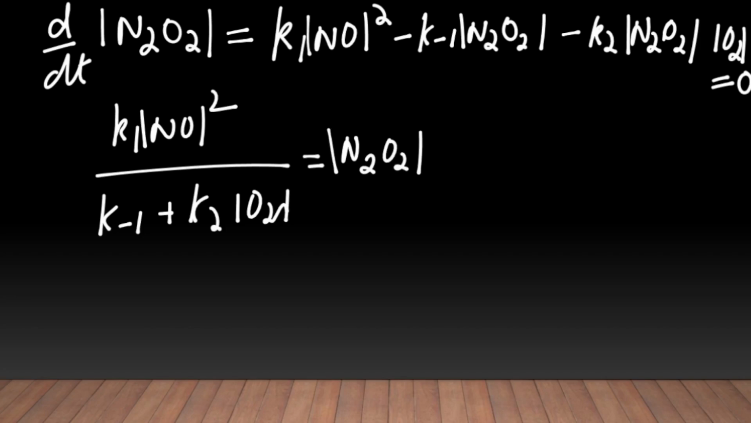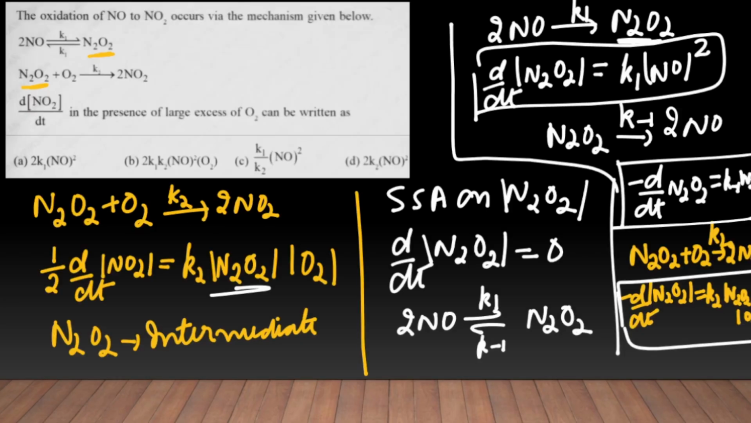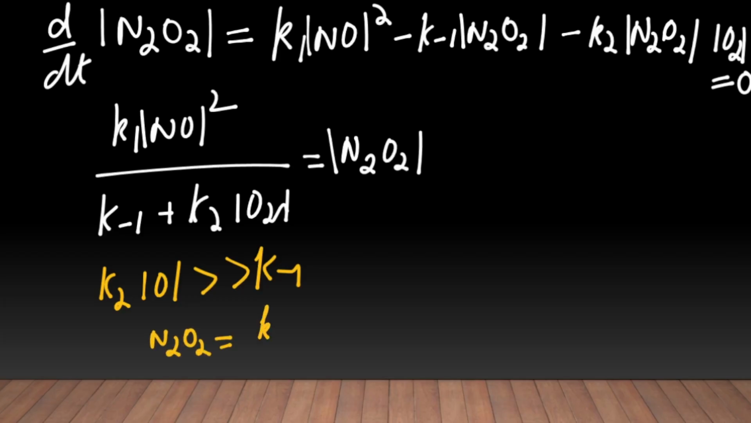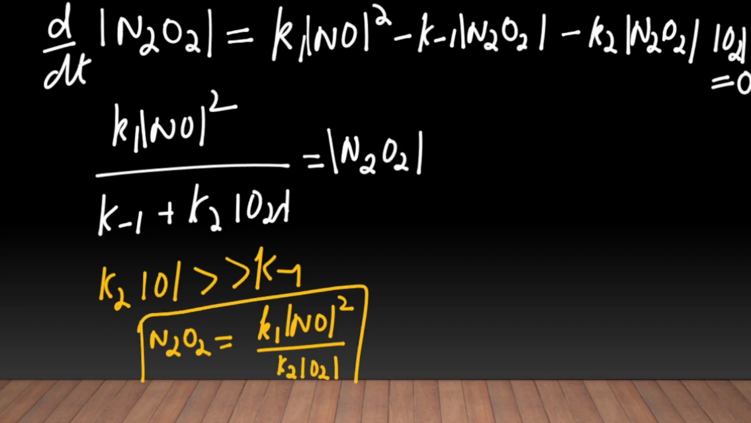Right, so now it is given that we have a large excess of oxygen, which means that k2[O2] is going to be much greater than k inverse, right? So from here the N2O2 concentration becomes equal to k1 times [NO]^2 upon k2 times [O2]. This is what the value of N2O2 is going to be, right?